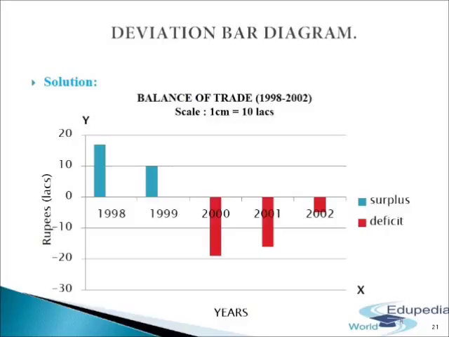Blue bars is indicated for surplus and red bars is for deficit. As we can see that in 1998 and 1999 surplus is there, means exports are more than imports, and from the year 2000 to 2002 deficit are there, which means that imports are more than export. This is how we will make a deviation bar diagram.